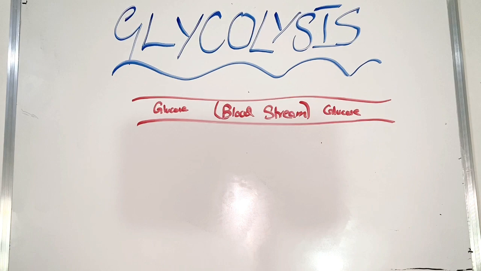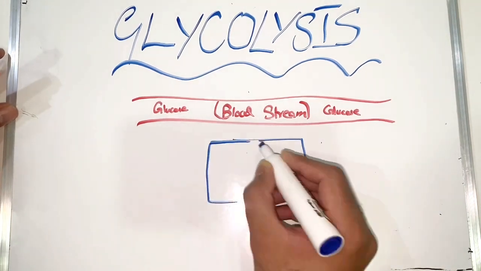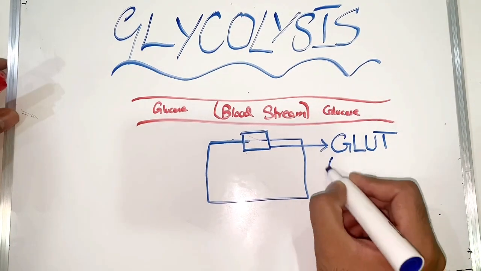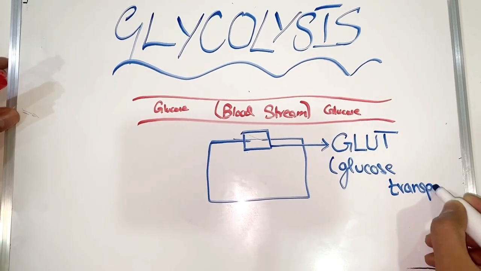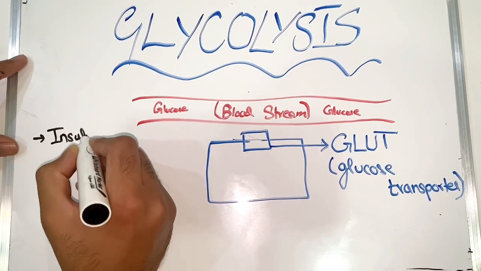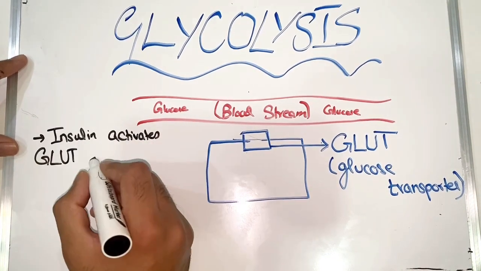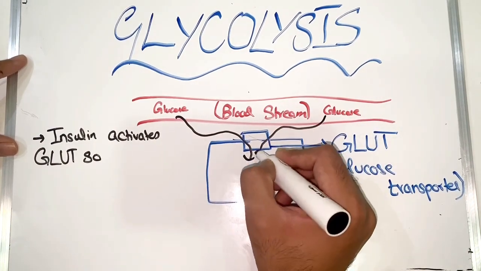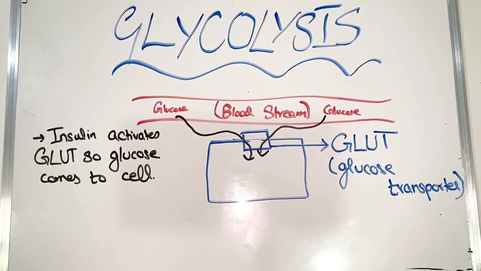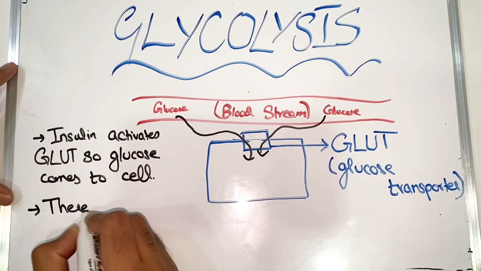Here we can see that there is more glucose in our bloodstream, and the bloodstream has cells around it which have a gate or pump which is called glucose transporter or GLUT. The insulin will initiate or start this pump from where the glucose molecule will transfer inside the cell. After glucose comes inside the cells, the glycolysis process starts.